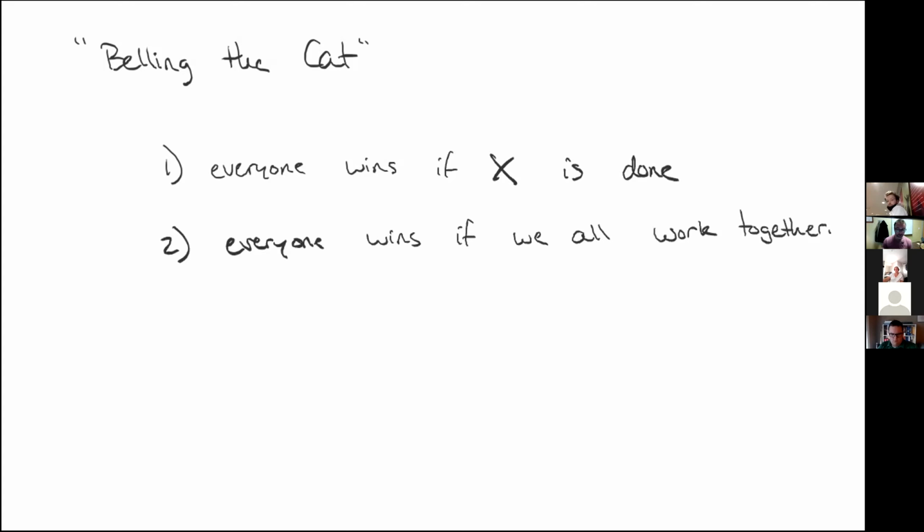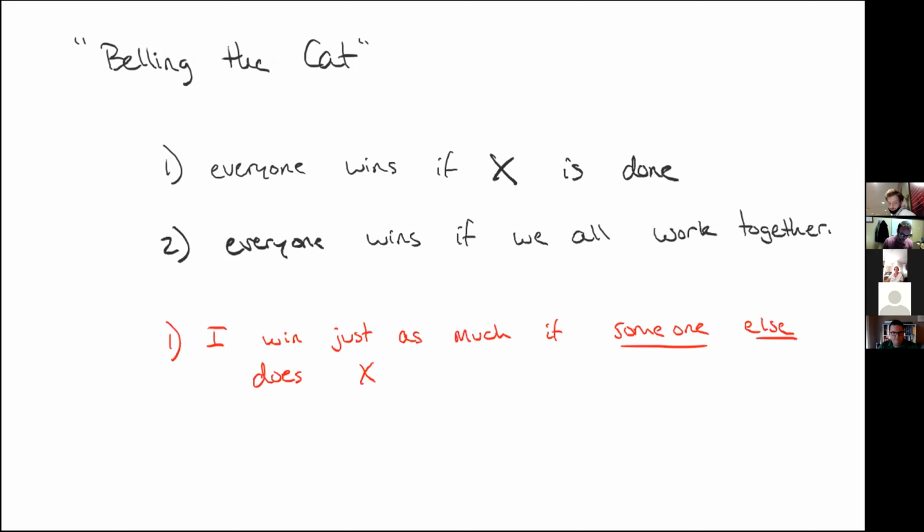But here's the issue. With number one, I win just as much if someone else does it. And then here's the interesting thing that also holds true: I also win just as much if everyone else works together.